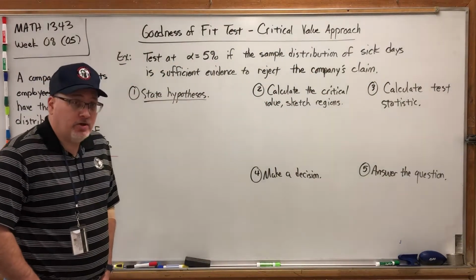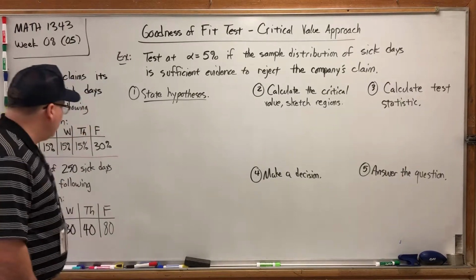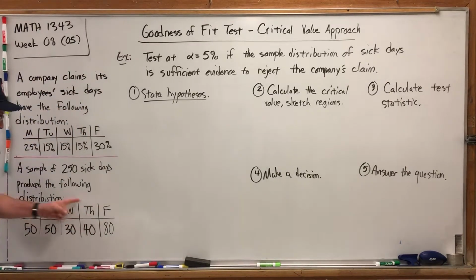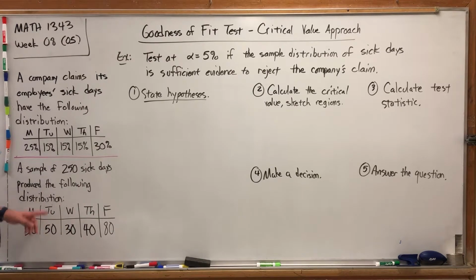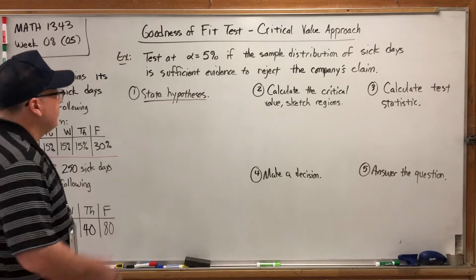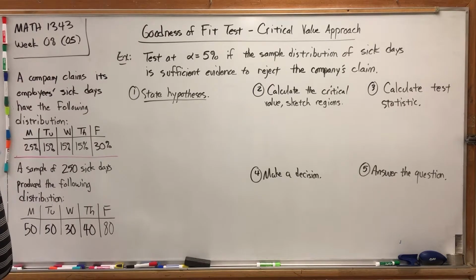Just a reminder, what we're attempting to do is to analyze this sample observation of 256 days distributed Monday through Friday as listed here to see if it is sufficient evidence to test the company's claim that this is how the sick days are distributed. And we've got everything we need. All right, so test at alpha equals 5% if the sample distribution of sick days is sufficient evidence to reject the company's claim. The claim that this is how the sick days are distributed.